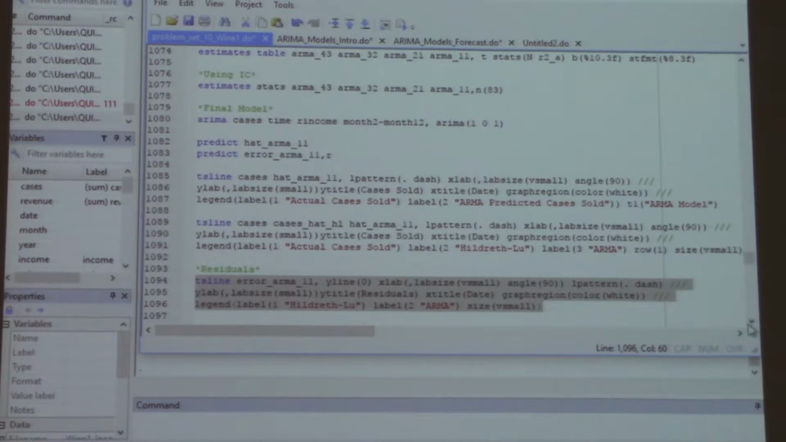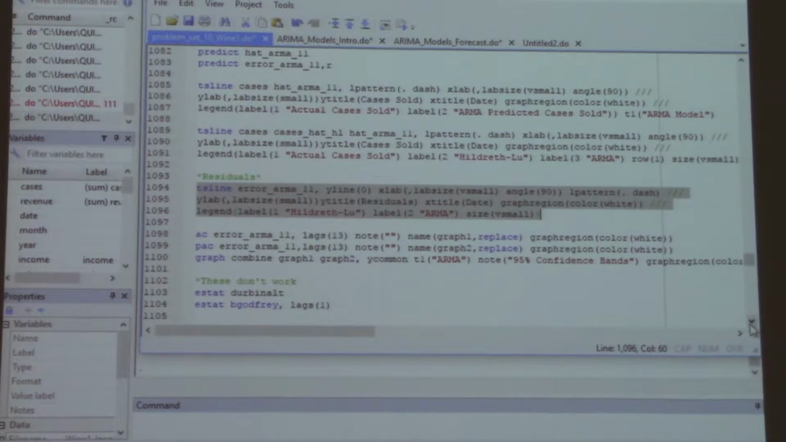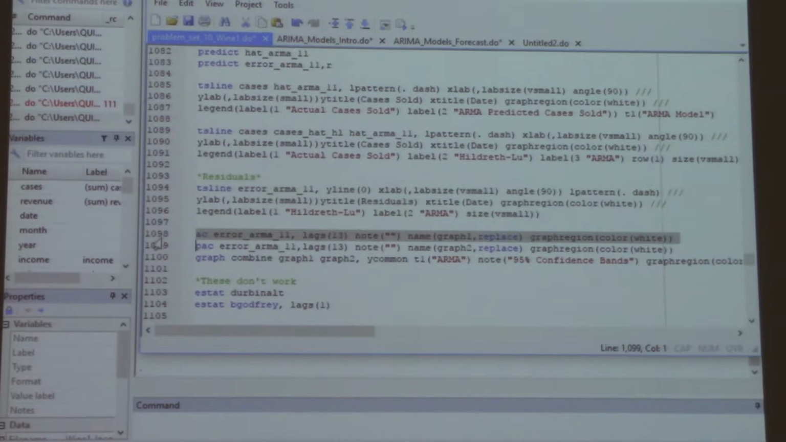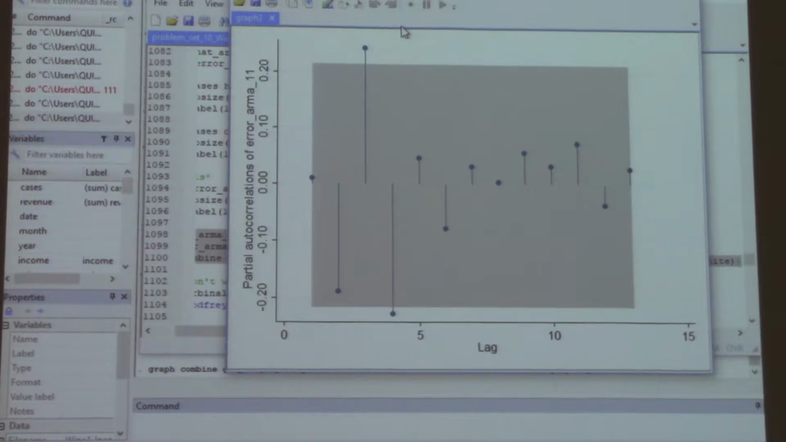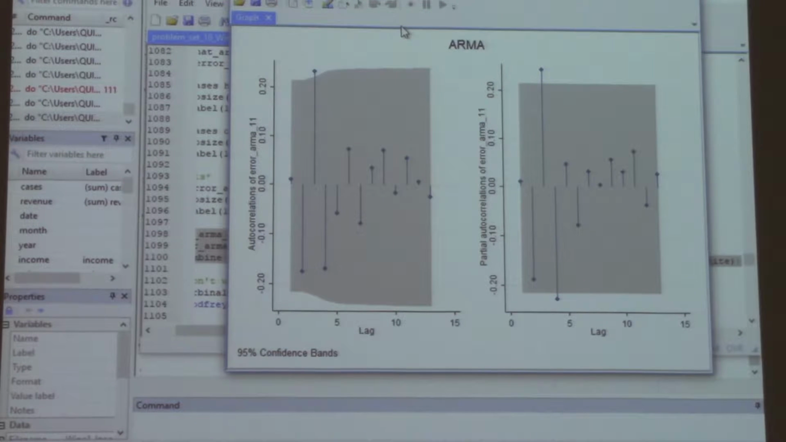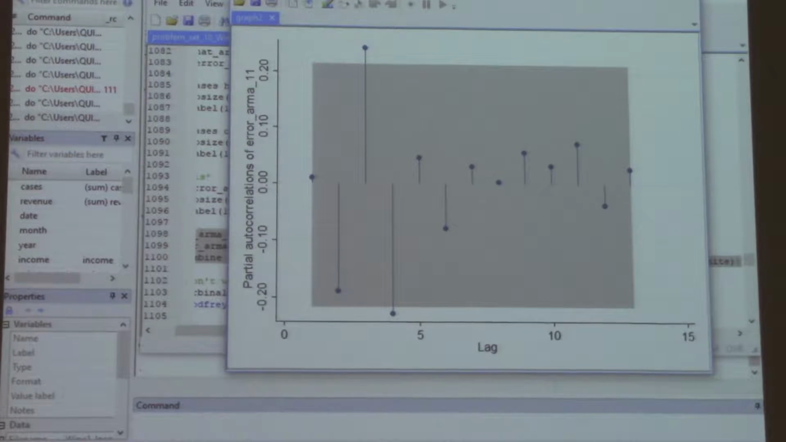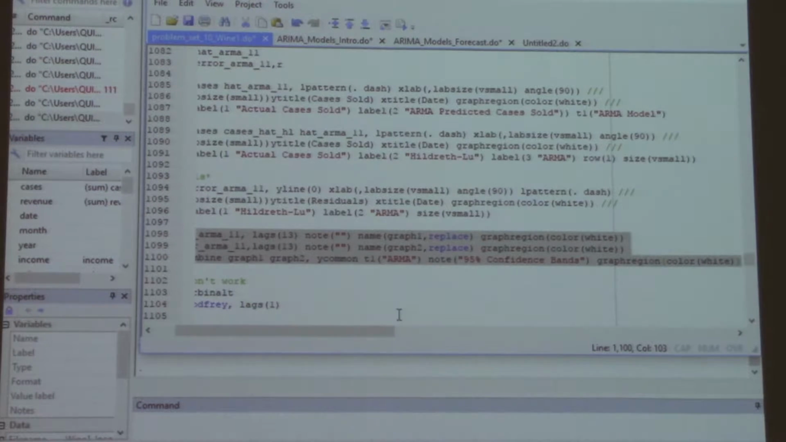Let's do our white noise test. And then let's do our partial autocorrelation coefficients. Nice, nothing significant. I mean, if you want to treat that little edge as significant, it's pretty weak. I'm pretty happy with my residuals.